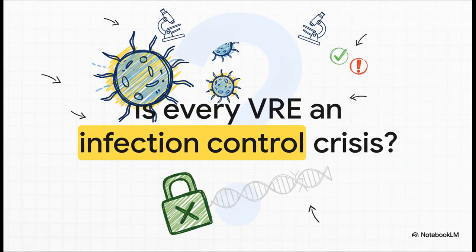So let's just jump right into the heart of the problem, shall we? A lab report comes across your desk. It flags a Vancomycin-Resistant Enterococcus. Immediately, for anyone in infection control, that is a huge red flag. It's an alarm bell ringing. But what if it's a false alarm? That is the exact dilemma that Enterococcus casseliflavus throws at us.